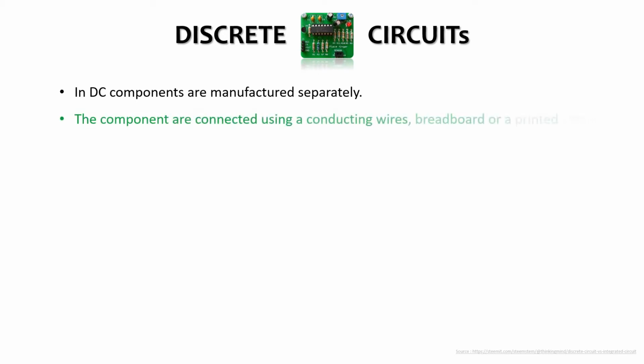Okay, now let's start with the discrete circuits first. First we'll see about the discrete circuit and then we'll learn about the IC in detail. In a discrete circuit, components are manufactured separately. You can see that on this discrete circuit you can find many components, and all the components are manufactured separately, and after that we assemble all of them on one board. How do we connect all these components? We can connect them using conducting wires and a breadboard or a PCB.